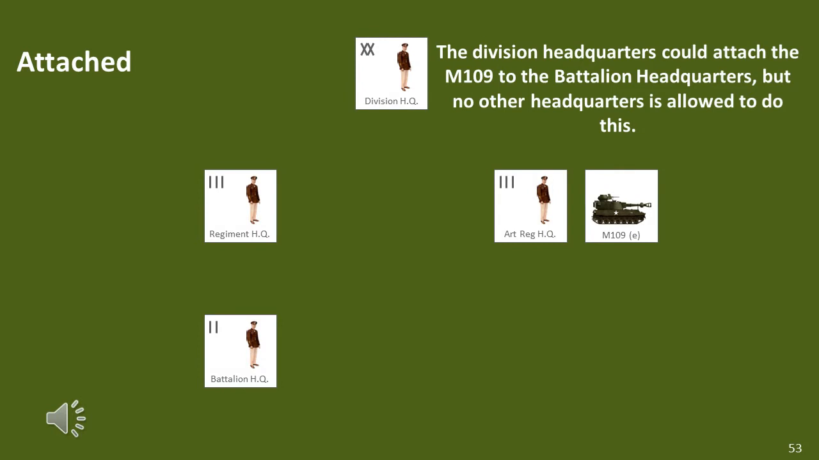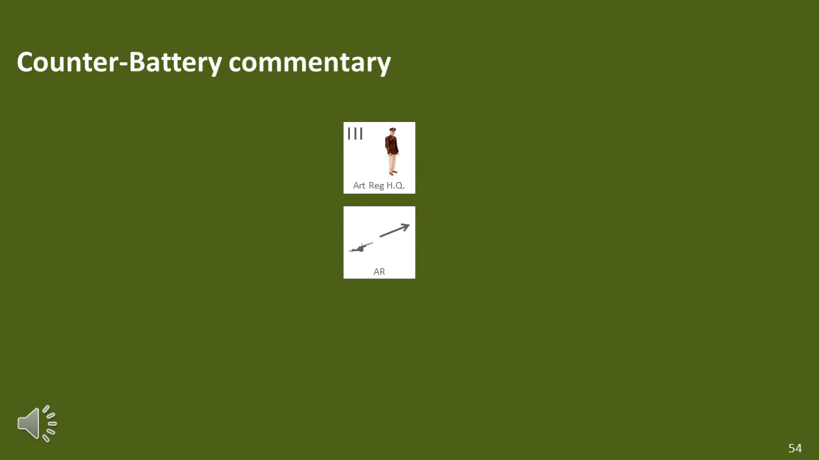Any headquarters can attach and detach elements which are in its chain of command. This is called resubordination. If an element is not in the chain of command of a headquarters, it cannot do this. So in this slide, the non-artillery regiment or artillery regiment could not attach the M109 to the battalion headquarters. Only the divisional headquarters can do this. In order to conduct counter-battery fire, a player has to have a headquarters with an artillery rating value, which is normally the artillery regimental headquarters.